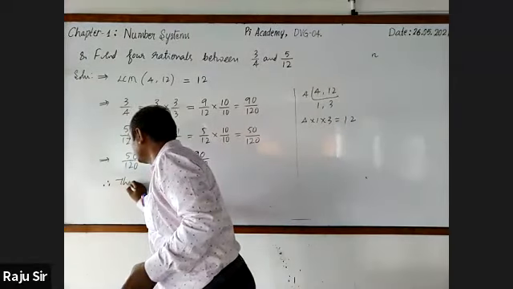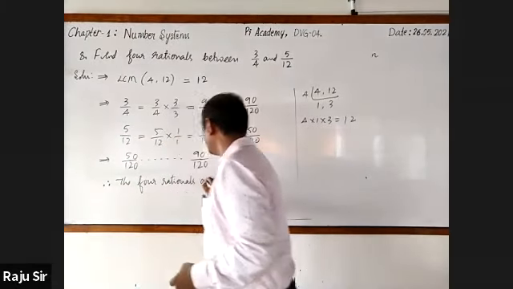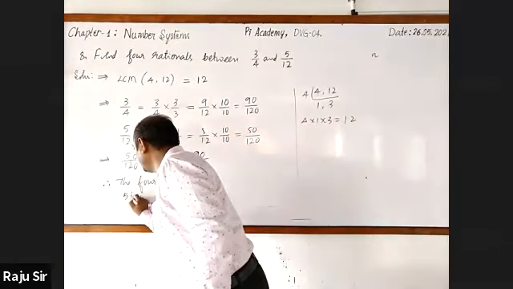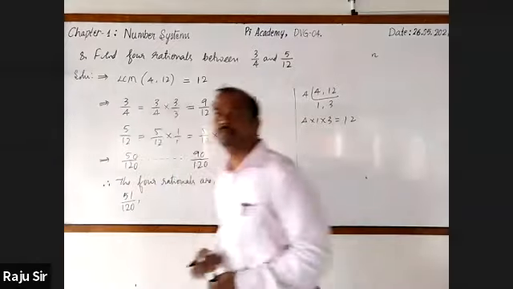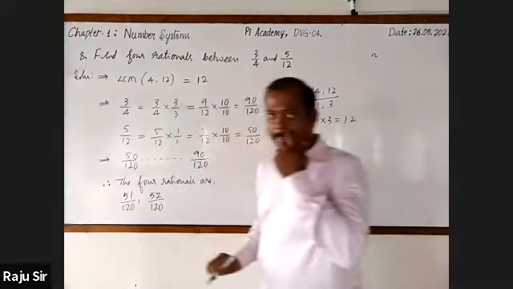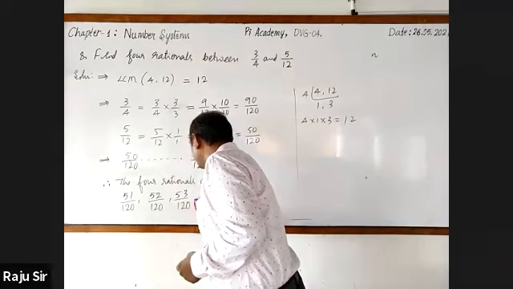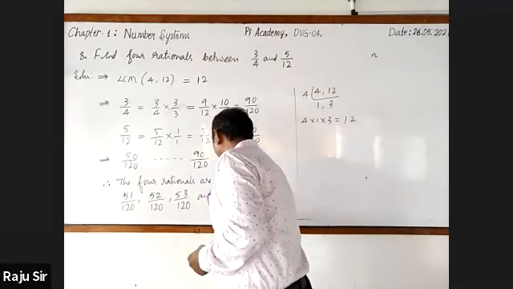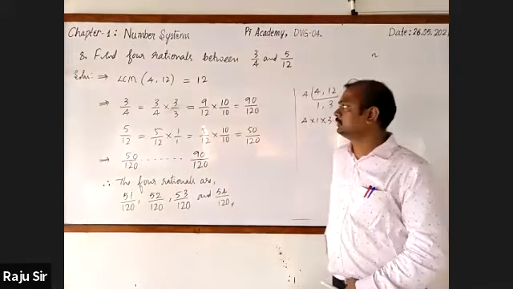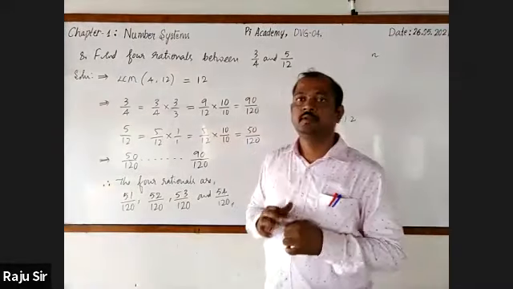Therefore, the 4 rationals are, directly, I'll go for writing: 51 by 120, 52 by 120, 53 by 120, and 54 by 120. Written? Yes, sir.